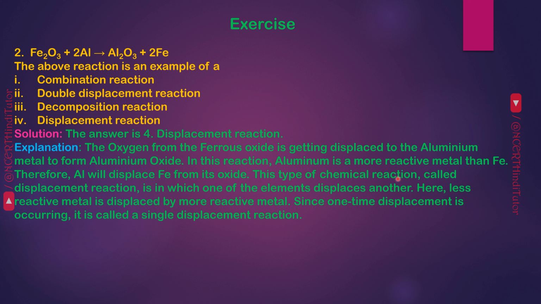This type of chemical reaction, called displacement reaction, is one in which one of the elements displaces another. Here, less reactive metal is displaced by more reactive metal. Since one-time displacement is occurring, it is called a single displacement reaction. Here, Fe is iron, Al is aluminium.